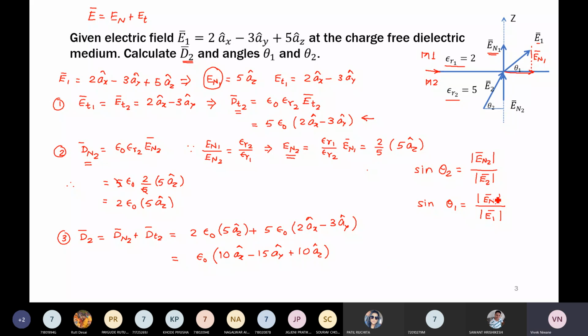Now our target is to get the magnitudes of everything. About sine theta 1, we have E1, so we can have the magnitude of E1. We have En1, so we can have magnitude of En1. So theta 1 is easy. About sine theta 2, we have En2, so we can have magnitude of En2. Do we have E2? Yes, we have E2 because we have ET2 as well as EN2.